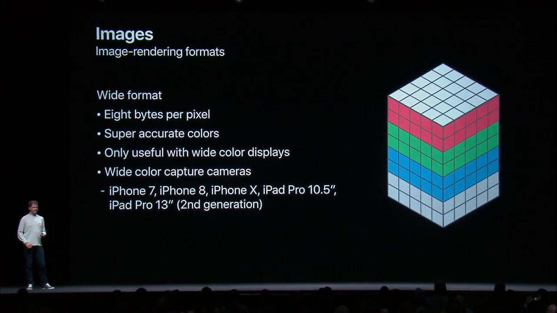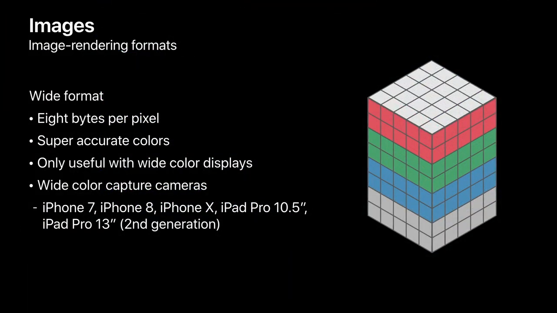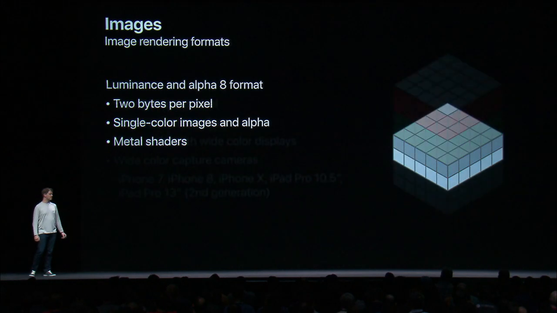iOS hardware can render wide format. Now, wide format, to get those expressive colors, requires 2 bytes per channel. So we double the size of our image. Cameras on the iPhone 7, 8, 10, and some of the iPad Pros are great for capturing this high-fidelity content. You can also use it for super accurate colors for things like sports logos. But these are only really useful on wide format displays, so we don't want to use this when we don't need to. On the flip side, we can actually go smaller.